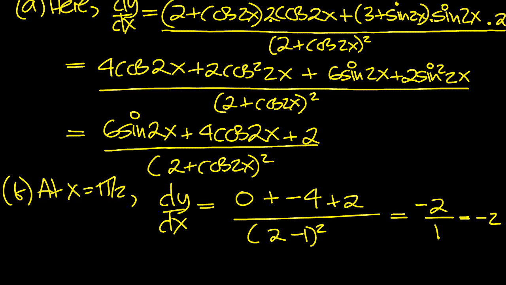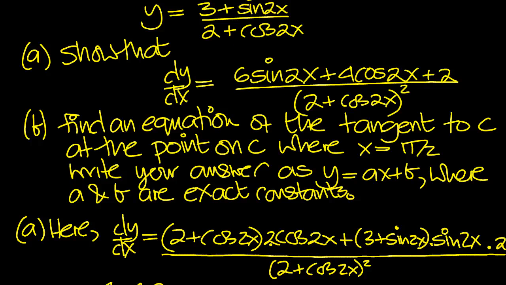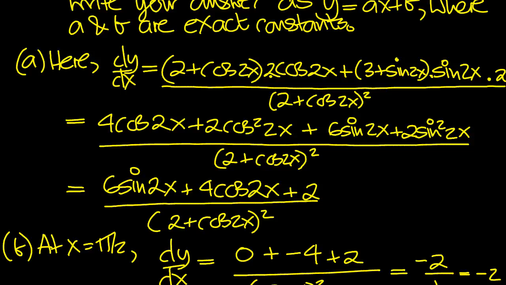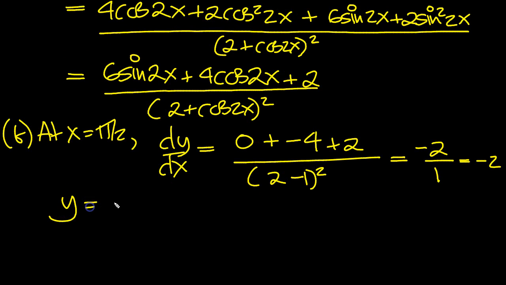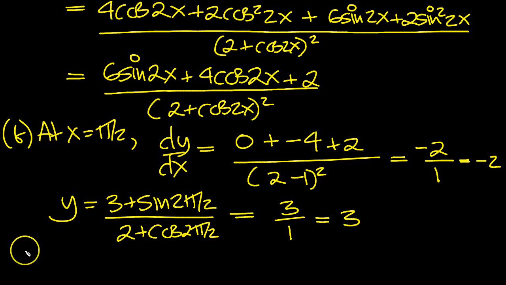Okay, so x equals pi over 2. What does y equal? Well, here's our equation for y, isn't it? Y equals (3 plus sine 2x) over (2 plus cos 2x), with 2x being 2 pi over 2. Sine pi is 0, so it's just 3. Cos pi is minus 1. 2 minus 1 is 1. So y equals 3 when x equals pi over 2.